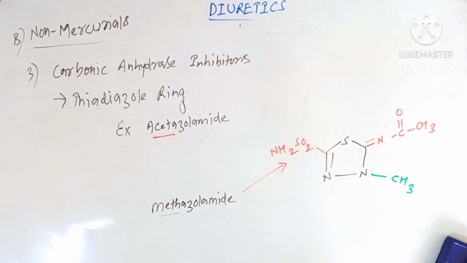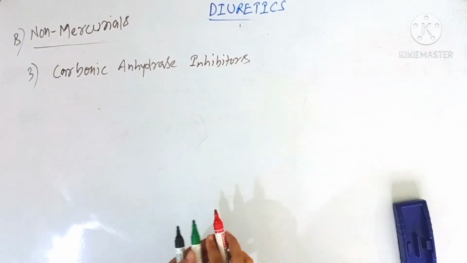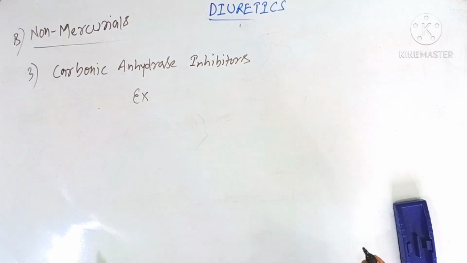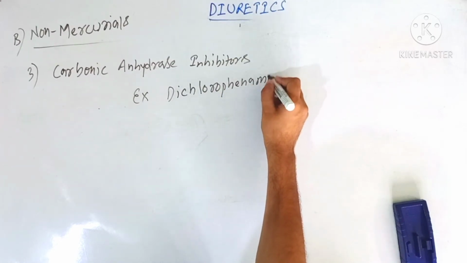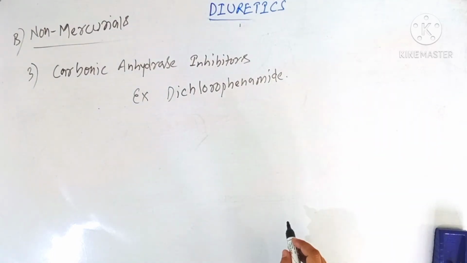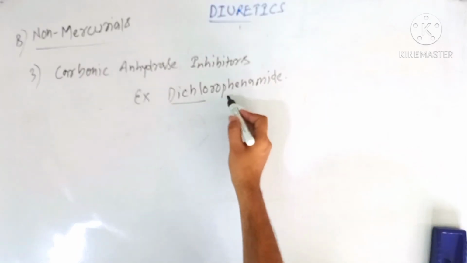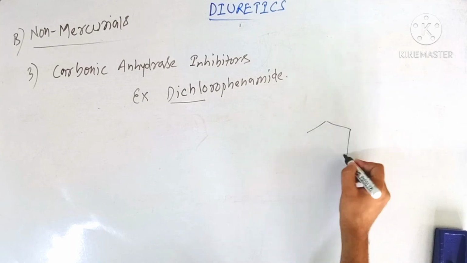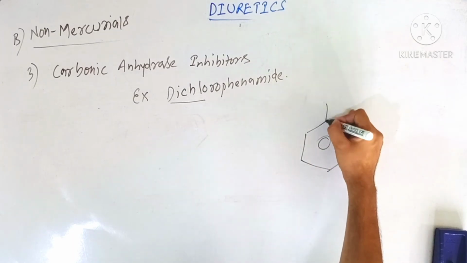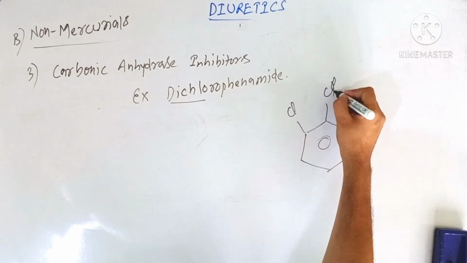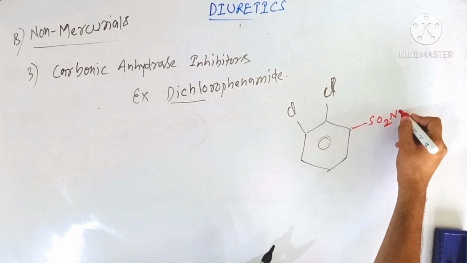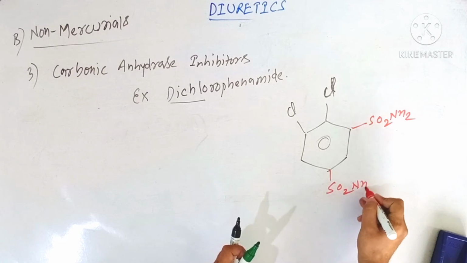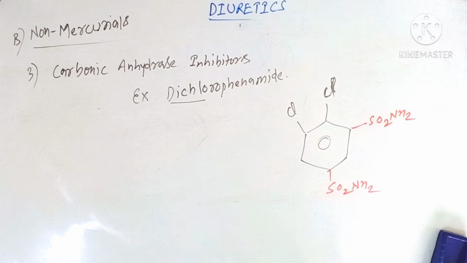Now there is another drug which comes under carbonic anhydrase inhibitors, but this drug does not have a thiadiazole ring in its structure. The name of the drug is dichlorphenamide. So what is the structure of dichlorphenamide? As the name indicates, dichloro means two chloro and phen means a phenyl ring is there. So this is your phenyl ring, and dichloro means this is the first chloro and this is the second chloro. And phenamide means at this position it has SO2NH2, and at this position SO2NH2. So this is the structure of dichlorphenamide.